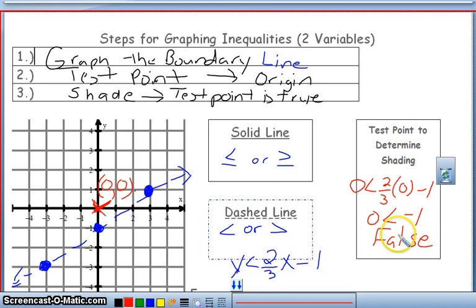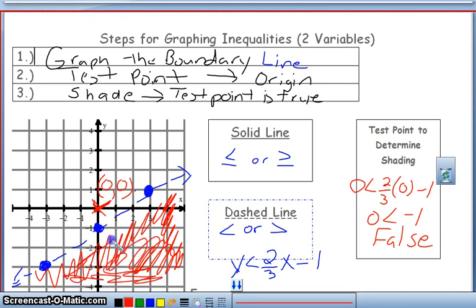So step number 3, I know when I shade, I'm going to shade away from my test point. So I'm going to shade this region. And remember, what that shading means is every point inside the shaded region is a solution to that inequality. And remember, solution means an ordered pair that makes the inequality true.